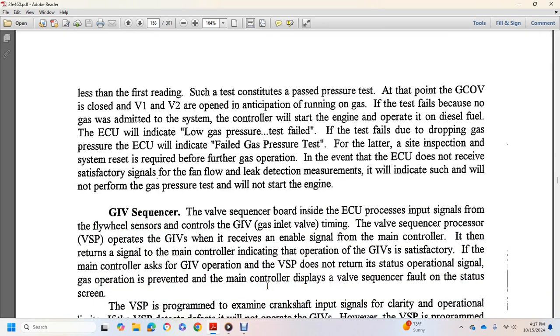Gas inlet valve sequencer. The valve sequencer board is in the engine control unit. It processes input signals from the flywheel sensor to control the gas inlet valve timing.